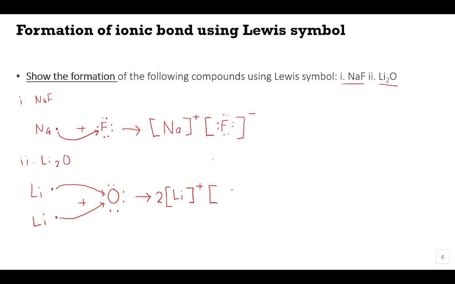And oxygen now gains one electron from both of the lithium, so you get octet. So this one becomes octet. So this is for ionic. That is how you are going to draw the formation of ionic bond using Lewis dot symbol.